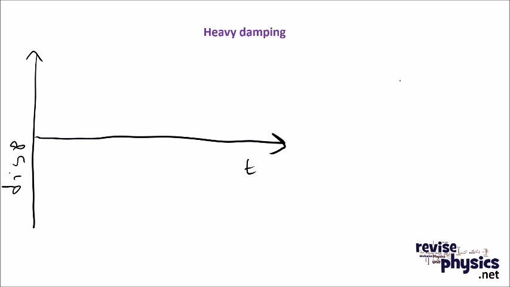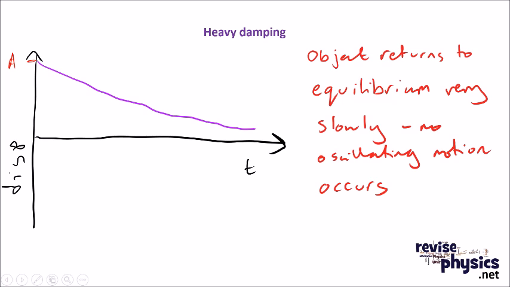Now in heavy damping, you're going to get a drop in the amplitude, but this drop happens really gradually over a very long time. The key important thing about heavy damping is it never allows a complete oscillation to take place. You start at your maximum displacement or your amplitude, and gradually the whole thing dies down, but it never completes an oscillation. So it will return to its equilibrium position very, very slowly, but with no oscillating motion at all.